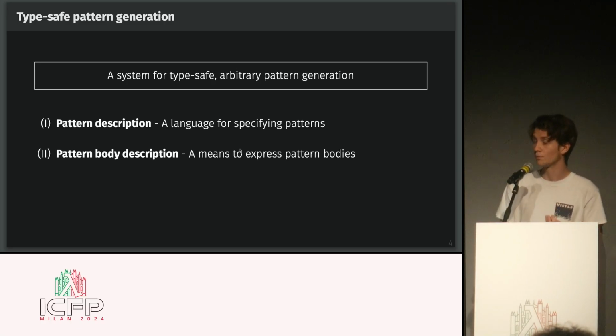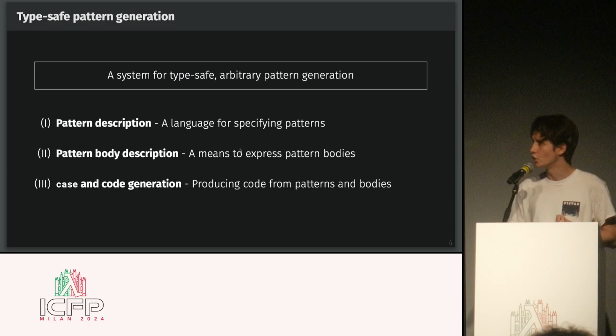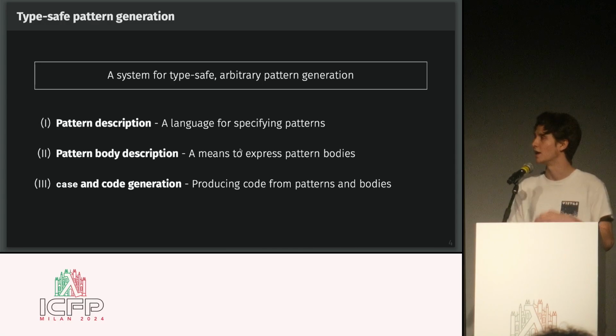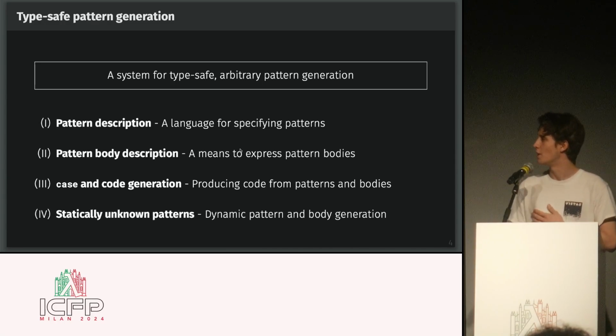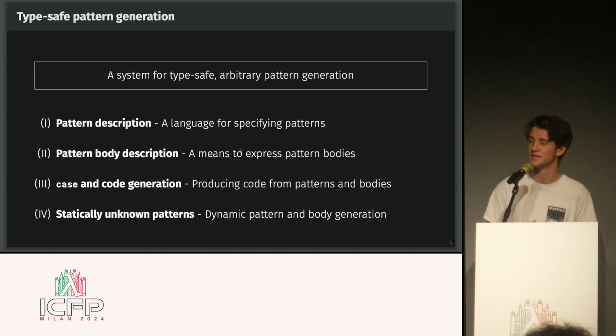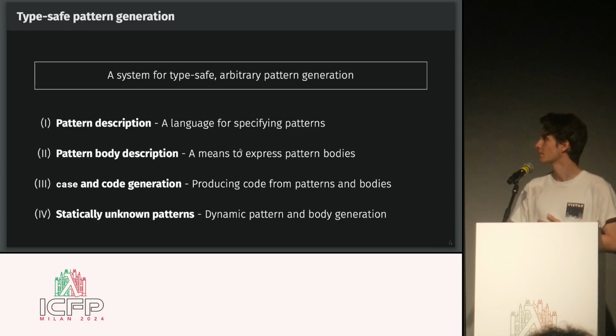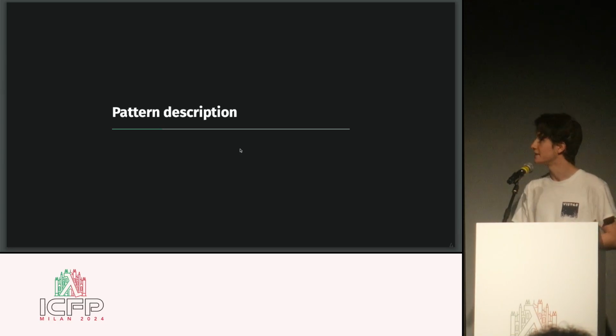Once we've got both a pattern and a body, we then need to look into generating cases and generating code from these cases, all at the same time ensuring that the code remains well typed and implementing the appropriate checks. And finally, once we've achieved this kind of parity with MetaOCaml, we need to look into the idea of generating these statically unknown patterns, which we'll need for the map functions. So we'll first look into the idea of describing patterns.